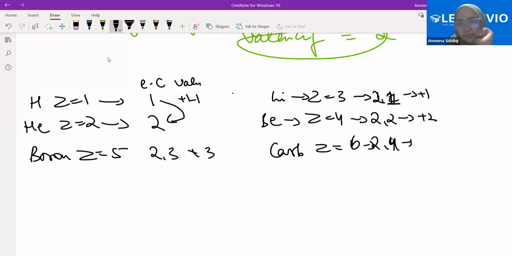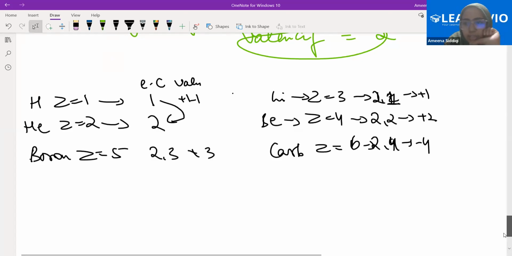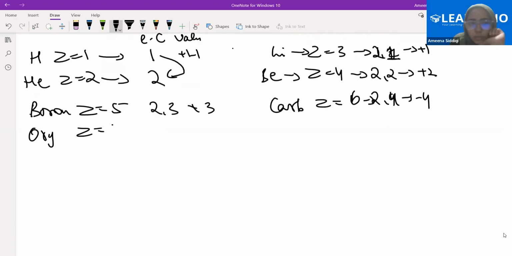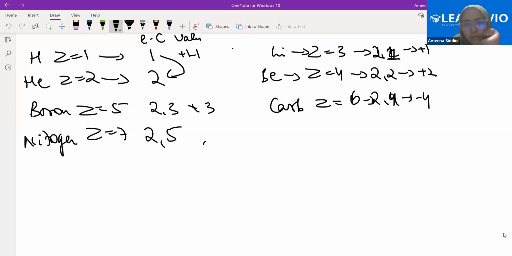What will be the valency here? It's generally minus 4. It gains 4 electrons. Then we have, sorry, not oxygen, nitrogen. Z is equal to 7, 2 and 5. Therefore, it gains 3 electrons, minus 3.